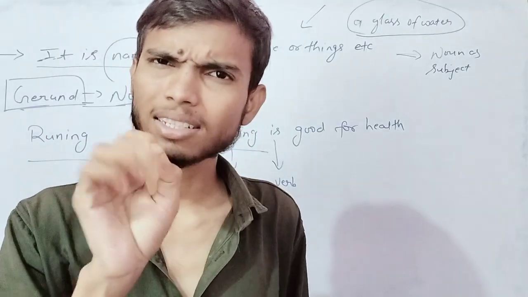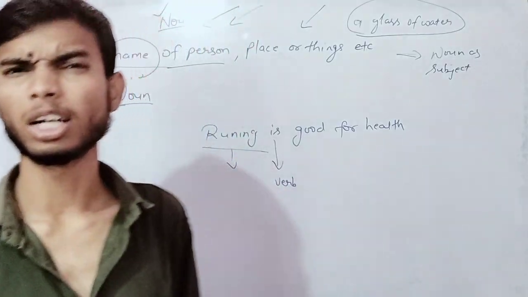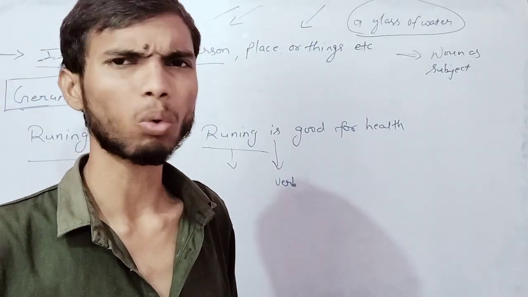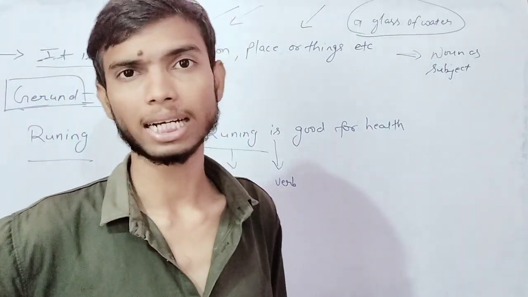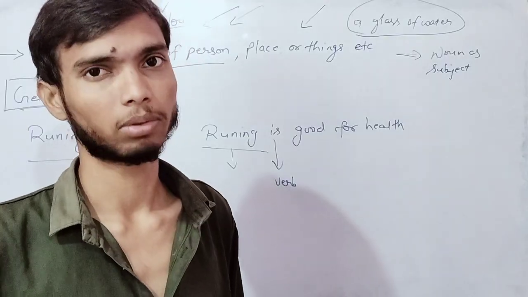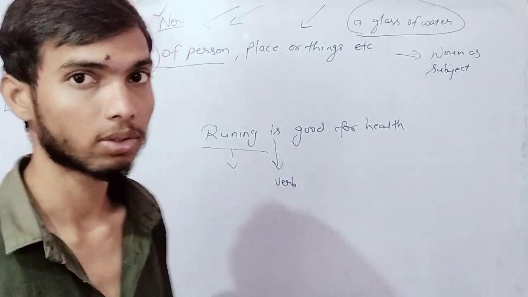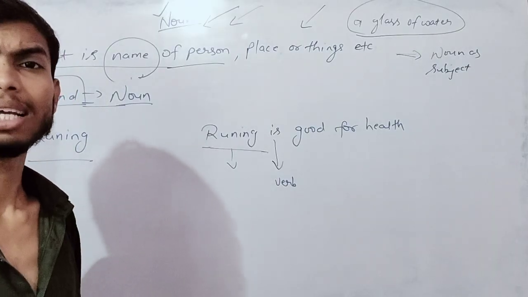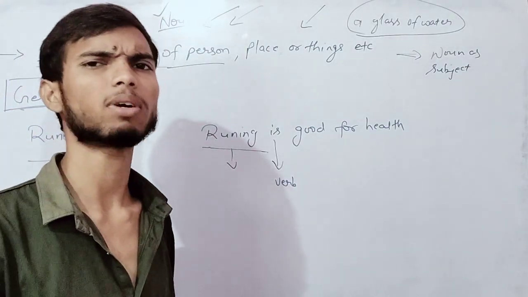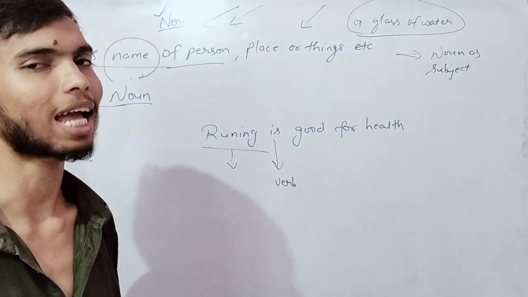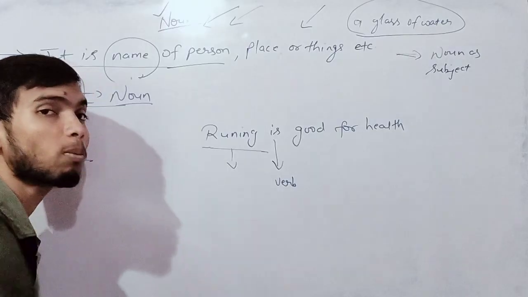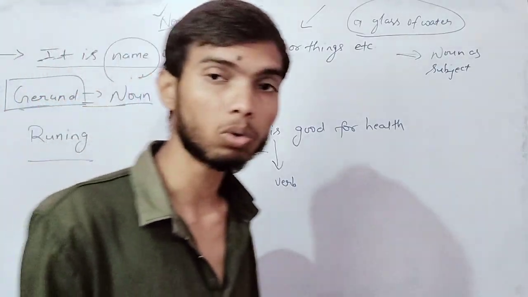But here, this is also a verb. But can you say it is continuous? Is it giving a sense of continuity? No, not at all. Because it is not performing as a verb, it is not giving a sense of continuity. It is performing as a subject, as a noun.